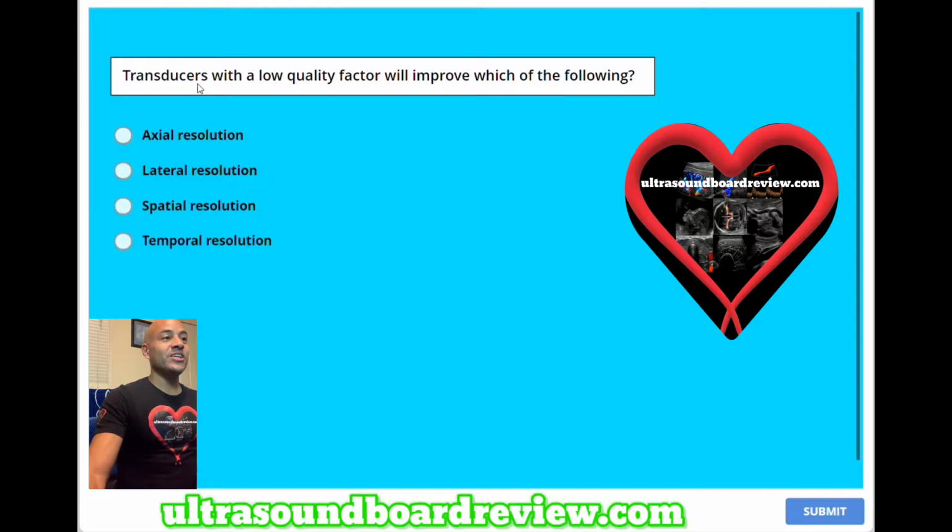Question number 7. Transducers with a low quality factor will improve which of the following? A. Axial resolution. B. Lateral resolution. C. Spatial resolution. Or D. Temporal resolution. The answer is A, axial resolution.